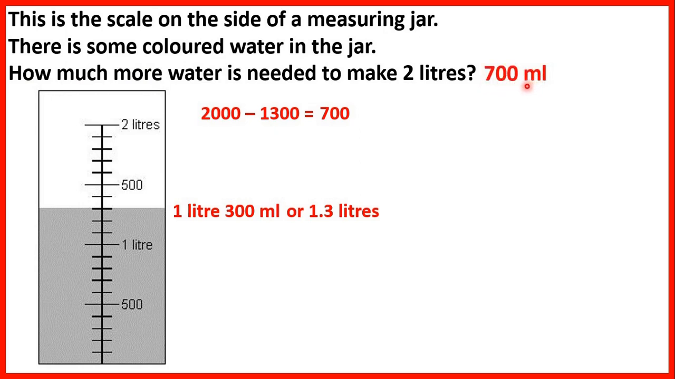We could also give our answer in litres. If we have 2 litres, so that's the same as 2.0, and subtract 1.3, that gives us 0.7. So we could write 0.7 litres as our answer as well.